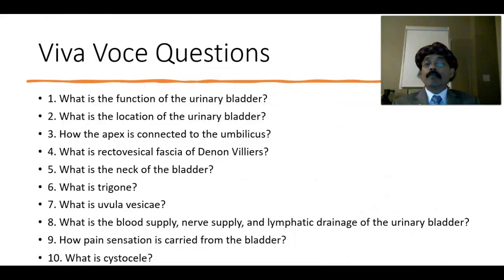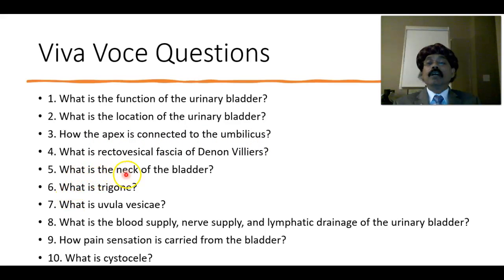Okay. Now we have some viva questions. What is the function of the urinary bladder? To store urine on a temporary basis. What is the location of the urinary bladder in an adult? It should be in the true pelvis, partly above the pubic body, partly below the pubic body, but it should be behind the body of the pubis. How is the apex connected to the umbilicus? By means of the median umbilical ligament.